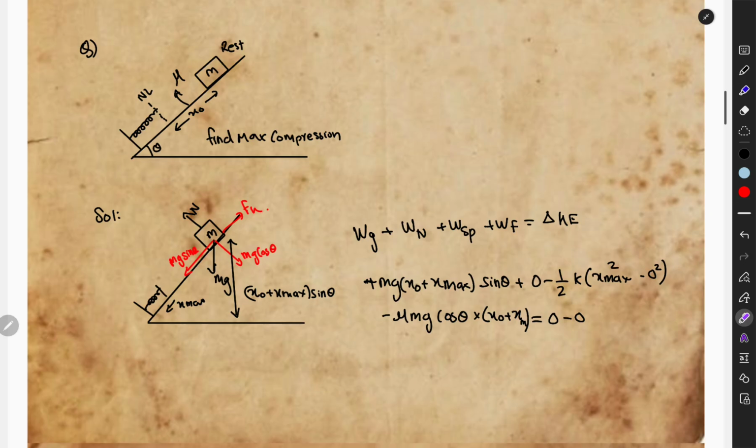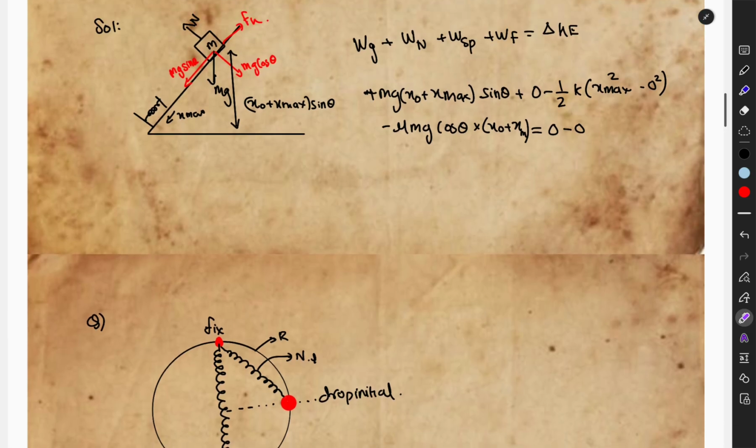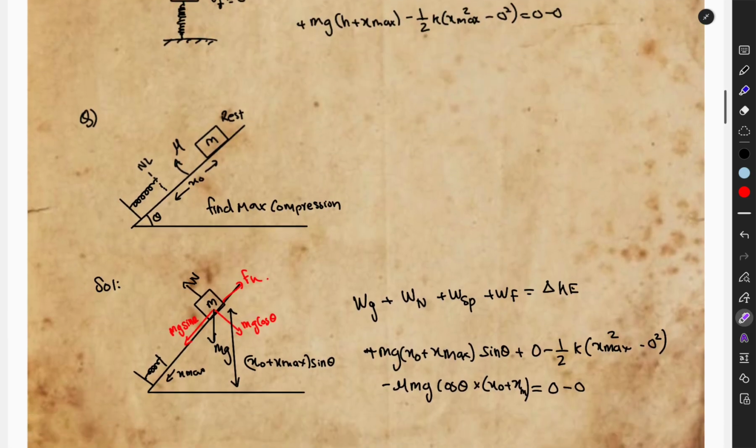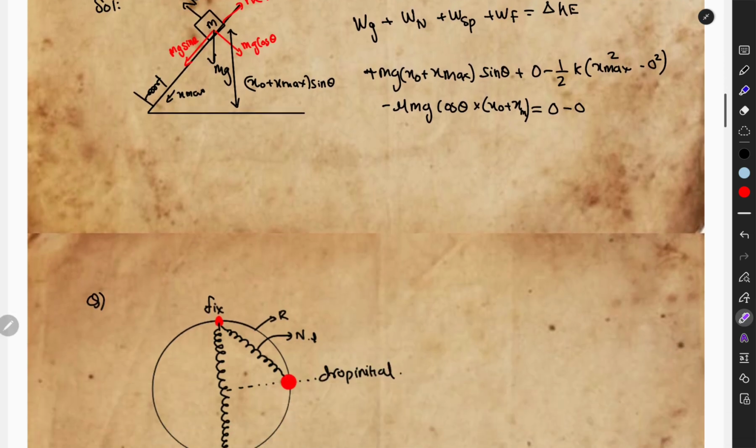Friction is definitely in the opposite direction, which means it's doing negative work. So mu mg cos theta, since N will be mg cos theta, so mu mg cos theta, right? This is what is written here, times the displacement, and that will be equal to 0 minus 0, which is the change in kinetic energy. You can solve this and get the value of maximum compression, which is x max. Fine.